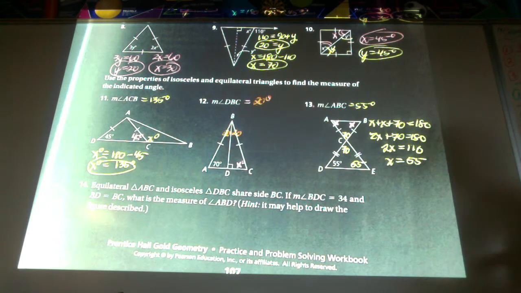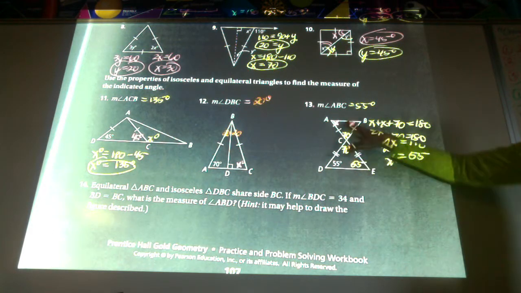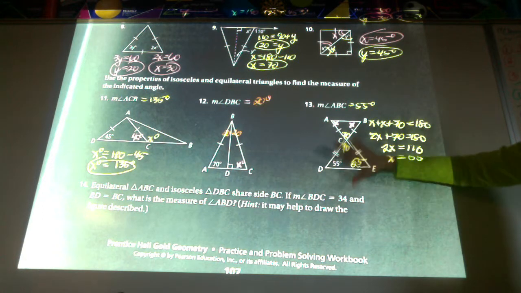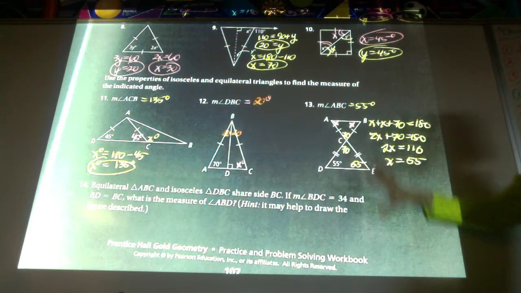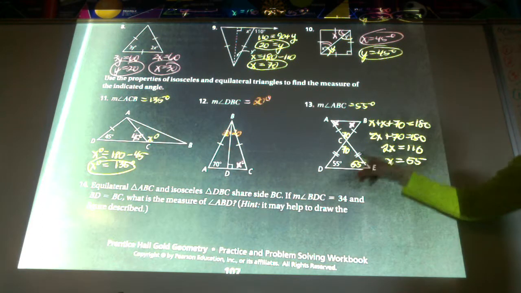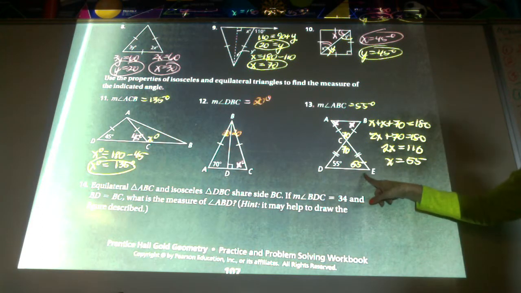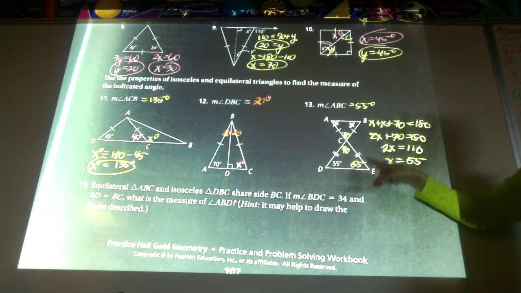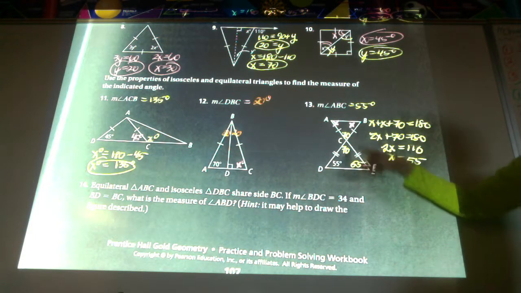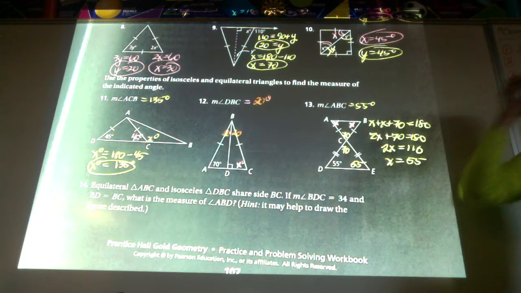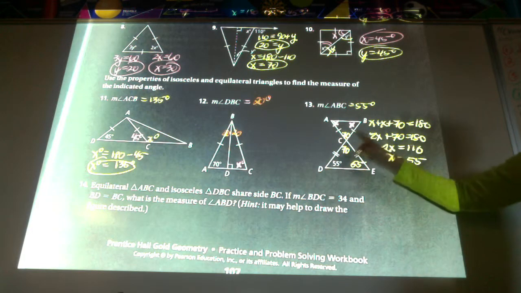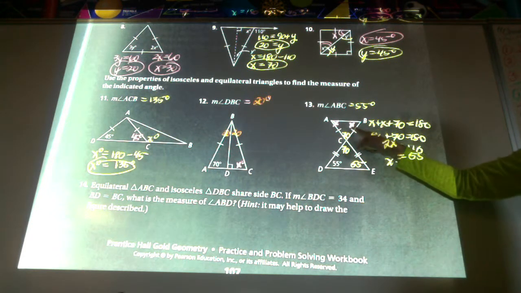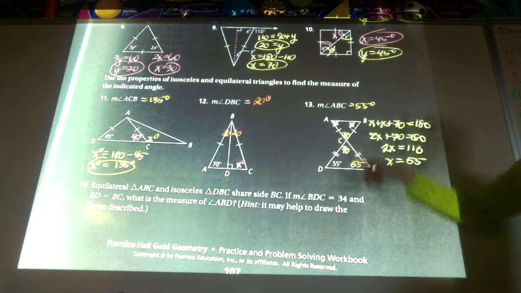And then for 13, I wrote out a lot more work than I probably had to, but this was all you were given. You have two different sets of isosceles triangles. That does not mean that this triangle is congruent to this triangle, and visually they definitely don't look that way. But what I do know is that the angles opposite those congruent sides are equal. Well, I knew that one was 55, so that means that that one's 55. I don't know these angles here, so I named them both x, because the angle I'm trying to find was this one right here.